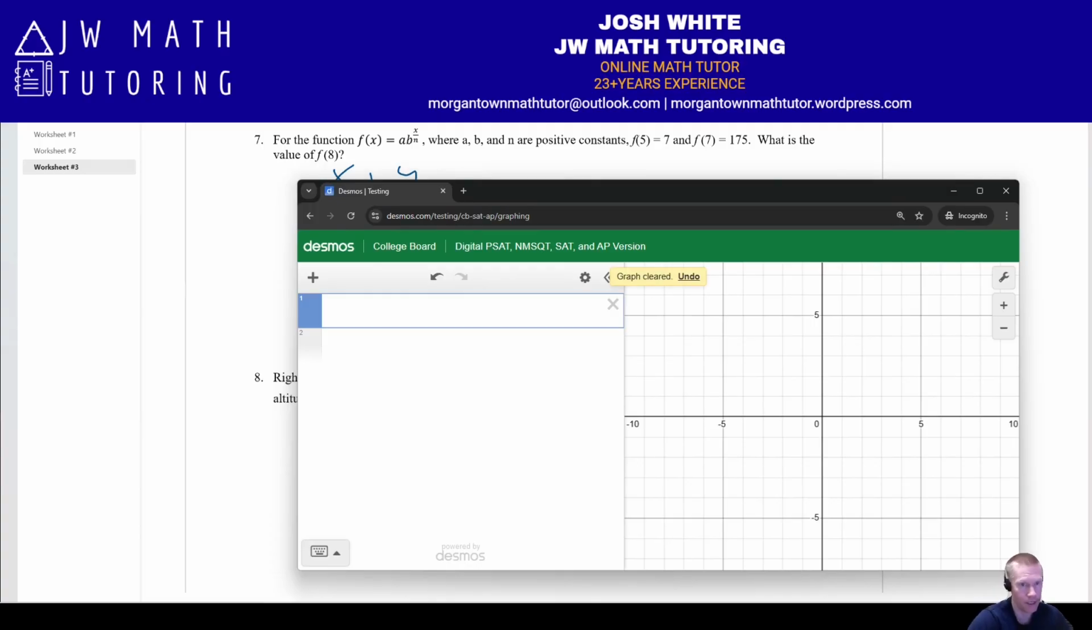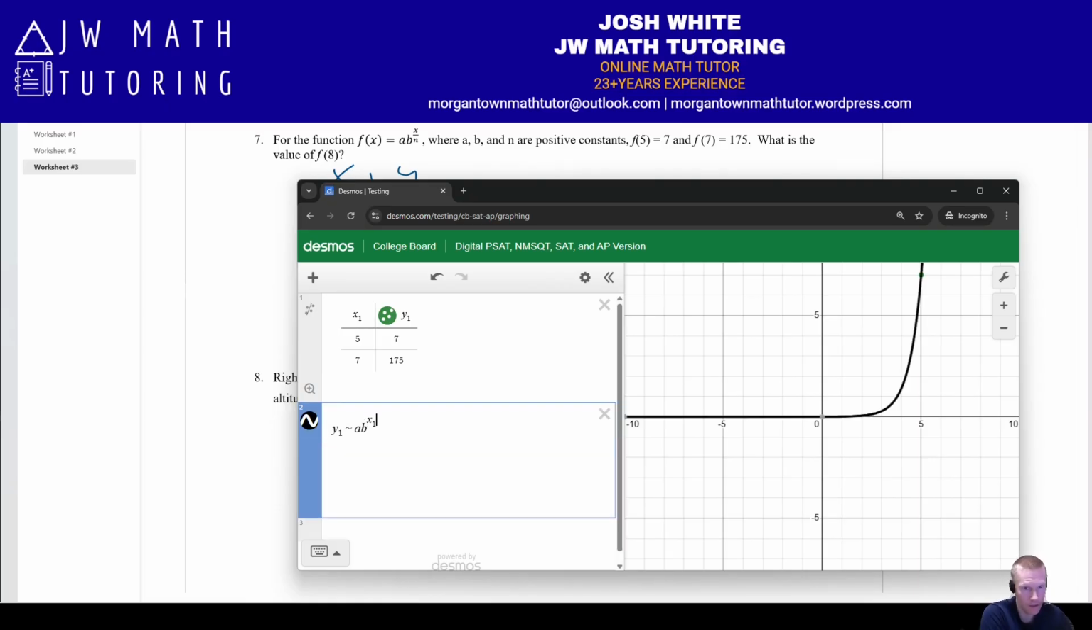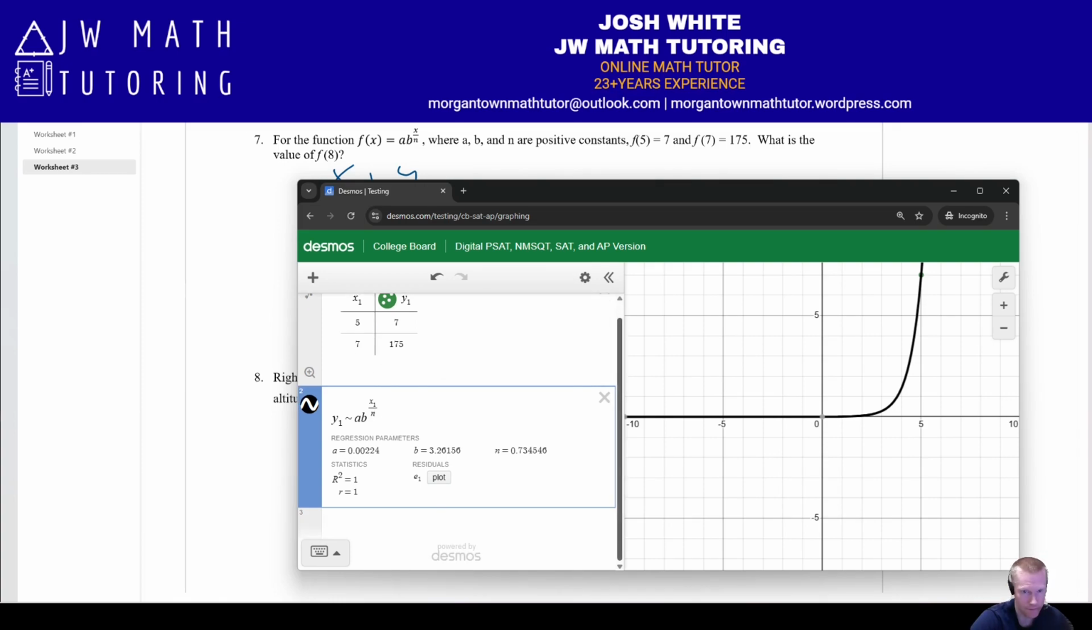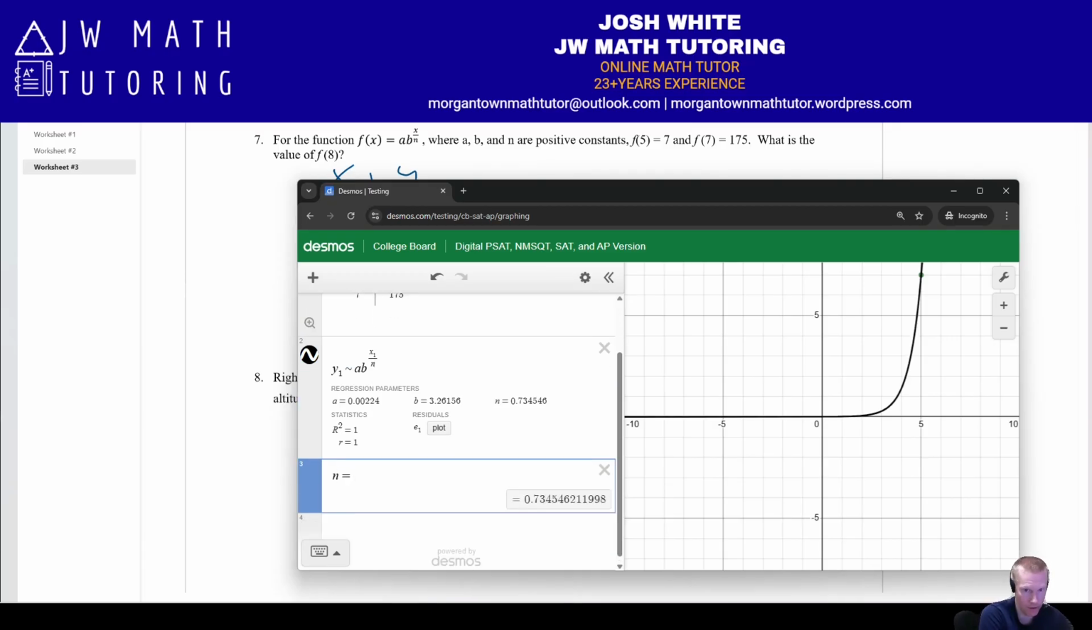However, if you want to do the entire thing in Desmos, here is how I would do it. So I would pick 5 and 7. I pick 7 and 175. Then I'm going to do a regression statement. Now, here's the problem. You have A, and you have B, and you have N. So you have 3 values here, but only 2 points. What we need to do is technically define N as some number. Let's just say N is 1.